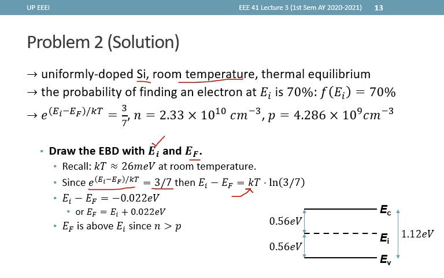And that is also consistent with our previous results, that n is greater than p. So this is 10 to the 10 versus 10 raised to 9. So the material must be n-type, and therefore the Fermi level must be above EI. And so now we draw EF here at 0.022 electron volts above EI. So it is just slightly above EI.